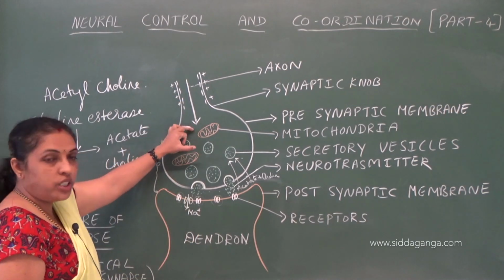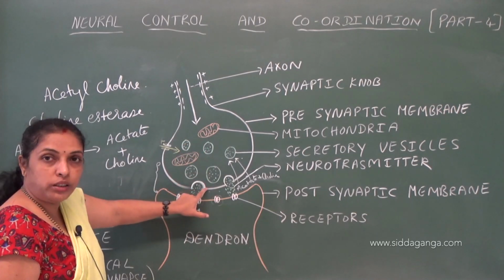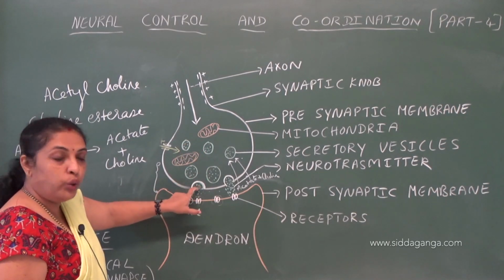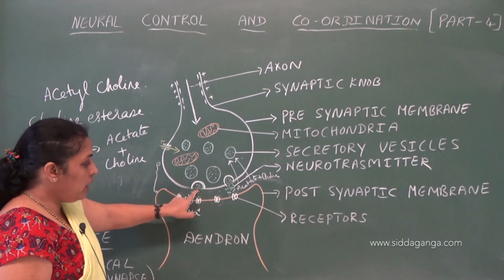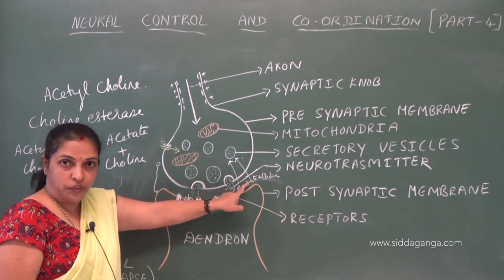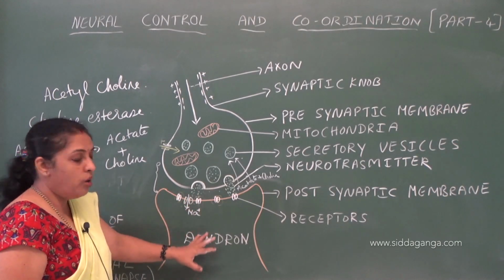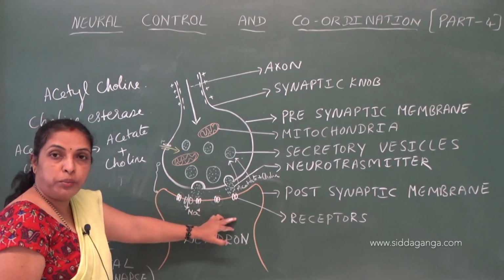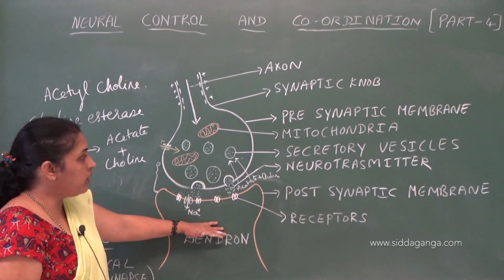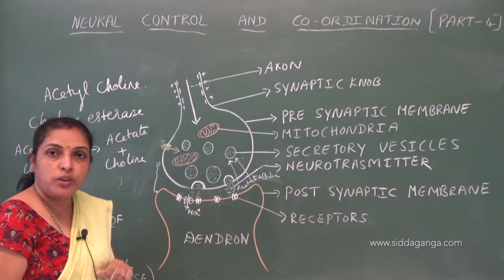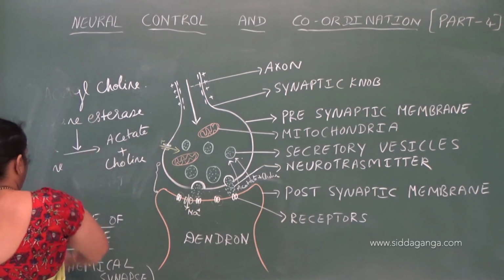So, when the action potential reaches the synaptic knob, secretory vesicles will adhere to the presynaptic membrane or neurolemma of the axon, and exocytosis takes place, releasing neurotransmitters into the synaptic cleft. Neurotransmitters will adhere to the receptors present on the dendron and result in opening of sodium gated channels, so that the action potential will be regenerated in the dendron. Like this, the impulse will be carried from axon to dendron. Understood? So, this is how the function takes place at the synapses.